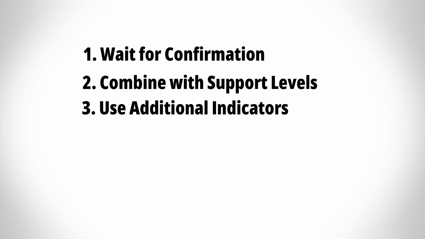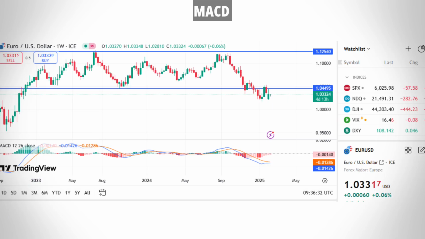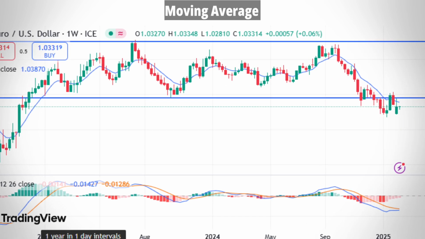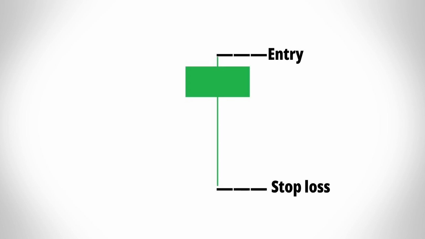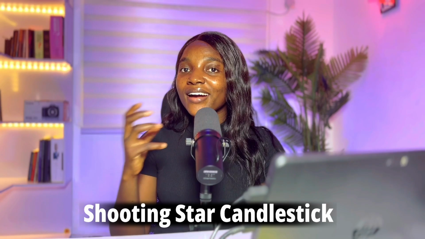To trade a hammer candlestick, you also want to complement it with indicators like RSI, MACD, moving average to confirm oversold conditions and bullish momentum. To trade using the hammer as a signal, you want to enter a long trade after confirmation closes above the hammer's high. Place a stop loss below the hammer to protect against false signals. Let's carry on to the shooting star candlestick.